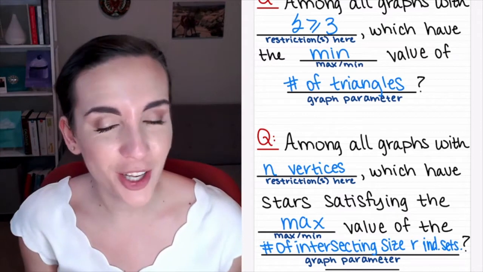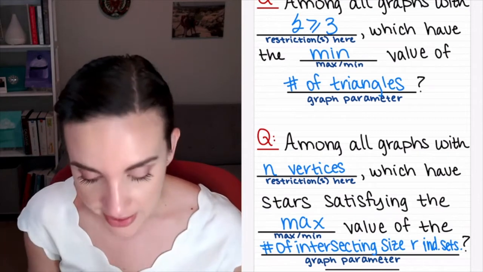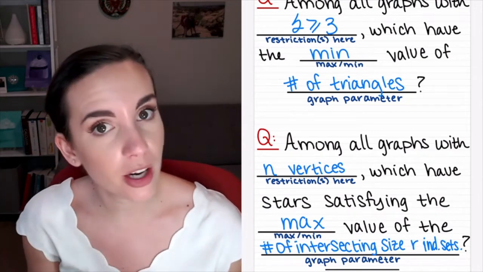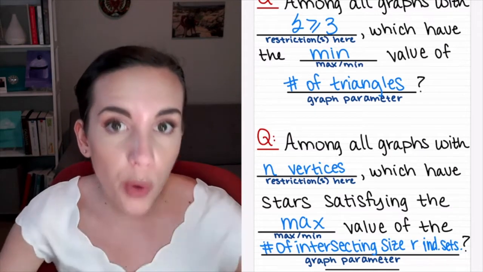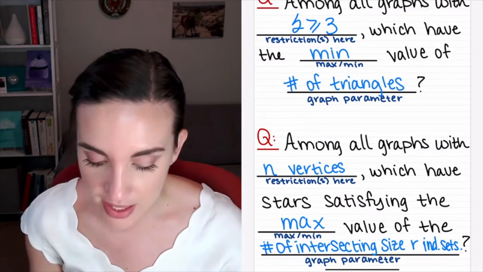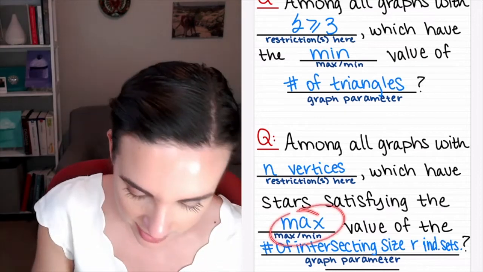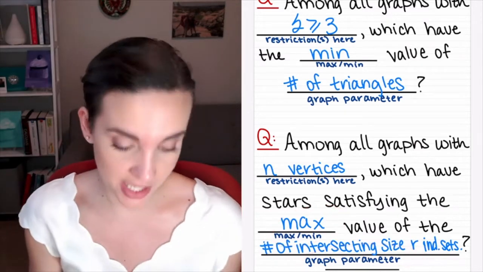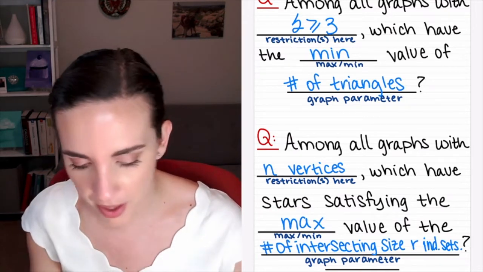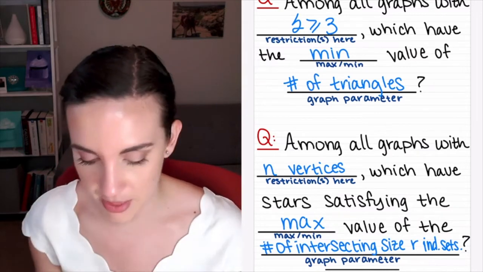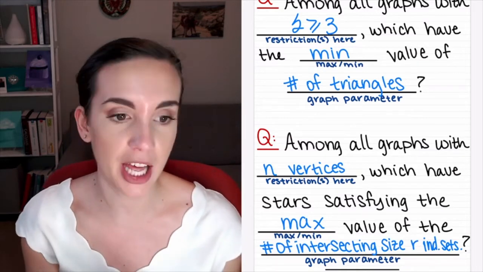Okay, and so I also need to tell you, what does it mean for a set of independent sets to be intersecting? But this is the main question that we are looking at today. So among all graphs with a fixed number of vertices, we are trying to figure out which graphs satisfy this extremal property, that the thing that maximizes this graph parameter is a star. So it does have a little bit of a different format than our original question, but it has kind of the same theme. So now let's go ahead and focus on understanding this second question that I've posed here.